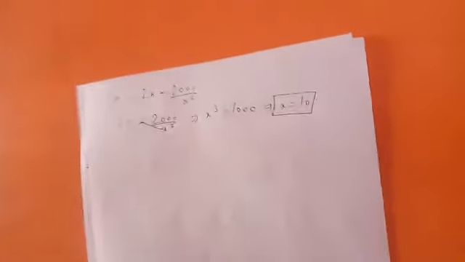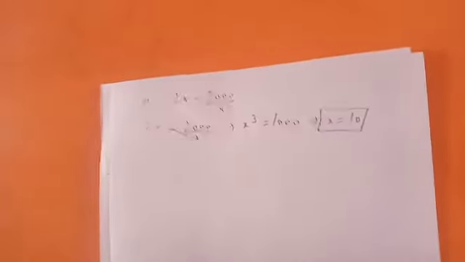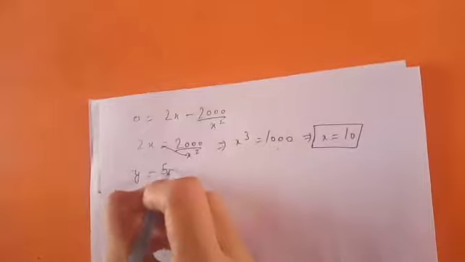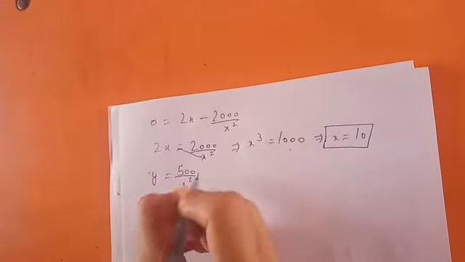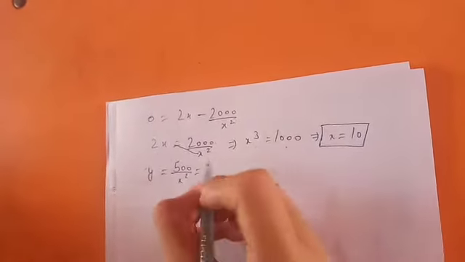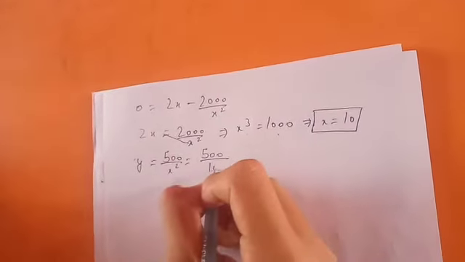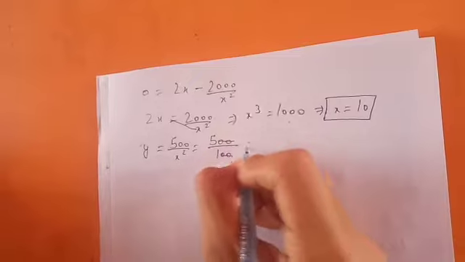Okay, I have got the value of x. Now using this value of x I can find the value of y. That will be, y is 500 by x square, that is equal to 500 by, x value is 10, square of 10 is 100, so this cancels this, and y is 5.